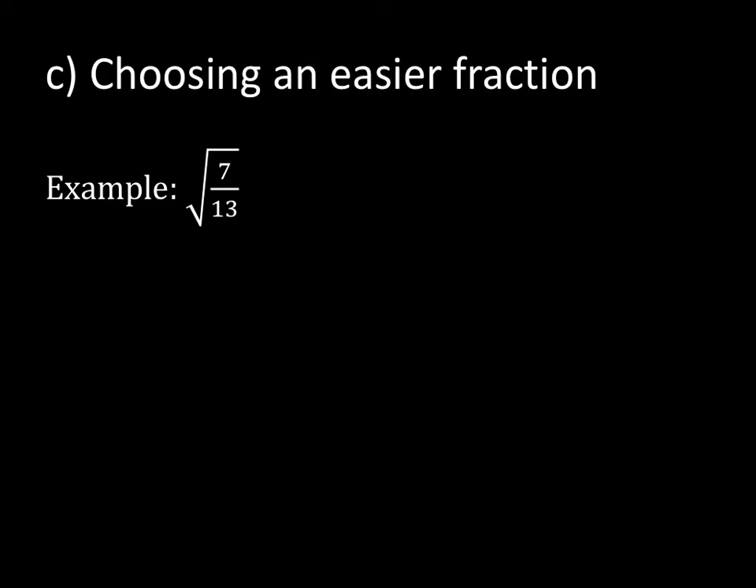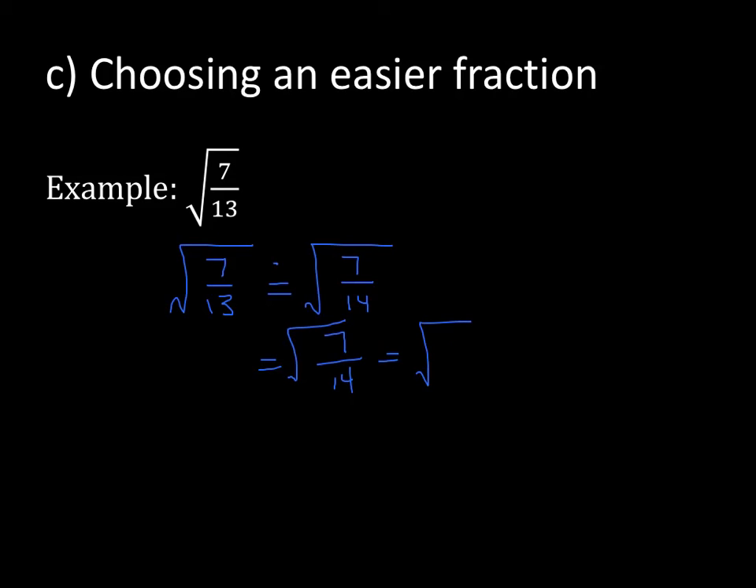A third strategy is to convert the fraction to a fraction that is easier to work with. So for example, let's find the square root of 7/13. I can say with reasonable certainty that that fraction could be very close to the square root of 7/14. Why did I use 7/14 as an approximately equal fraction? Well, 7/14 is equal to 1/2, which is equal to 0.5.